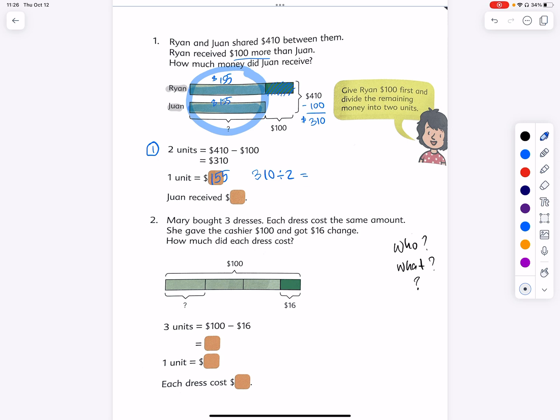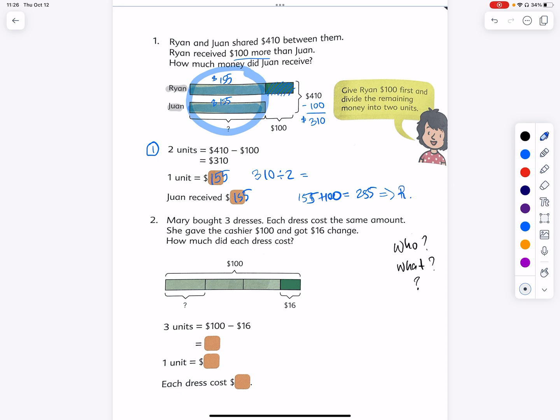Now, it is very clear from our bar model that Juan received only $155, which is 100 less than Ryan, and Ryan received 100 more. Let's go ahead and find out. 155 plus 100 is 255, that is Ryan's money.